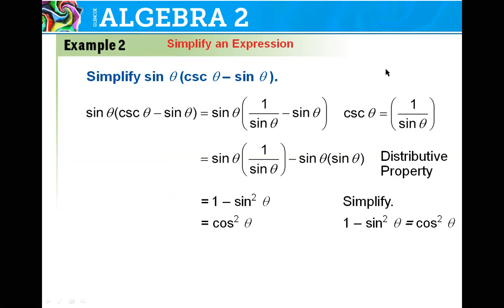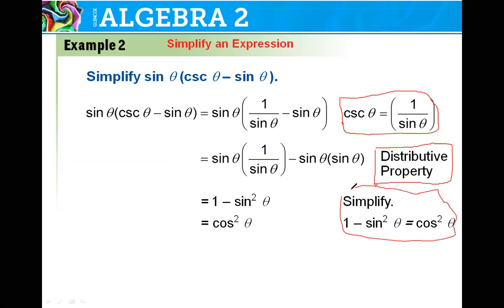This is the answer of this example. Thanks, Khalid. If you need to write the answer, please write it quickly. This is the hint that we use in each step: cosec is equal to 1 over sine. We use the distributive property. And then we use this identity to get the result, which is cosine squared theta.